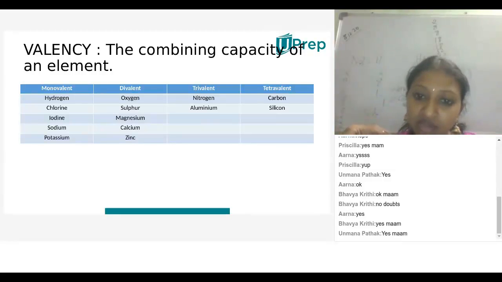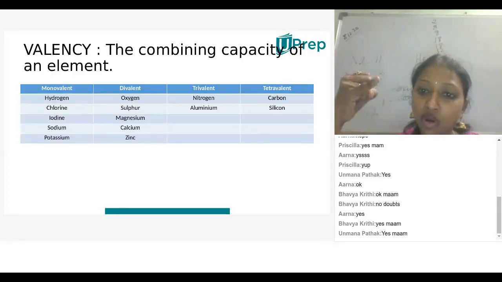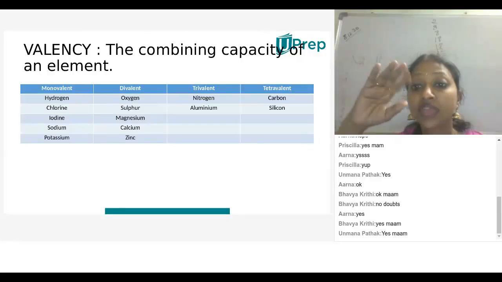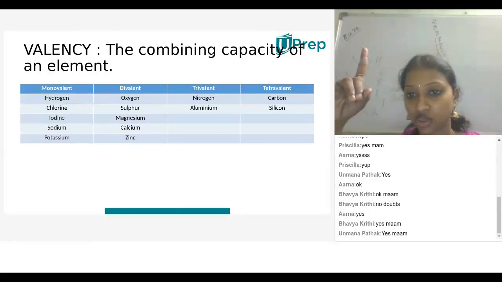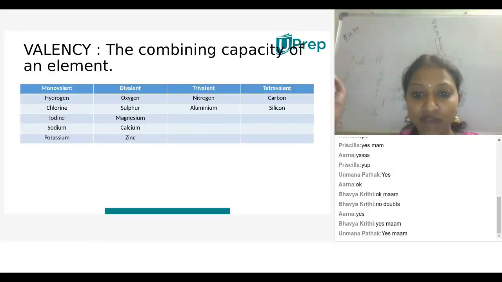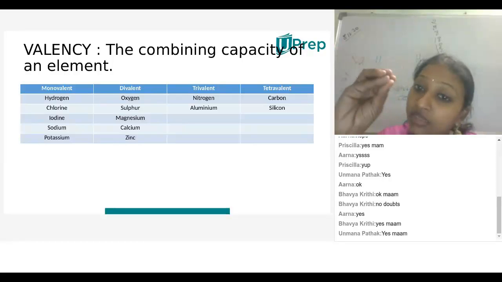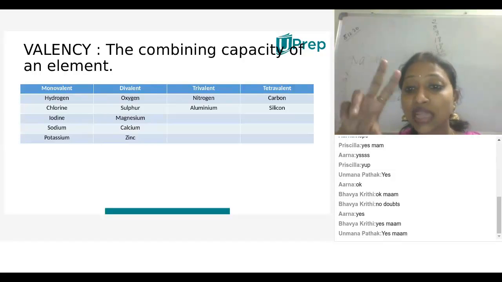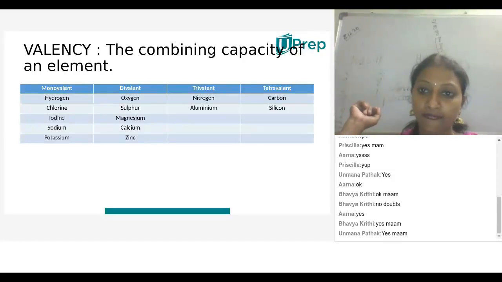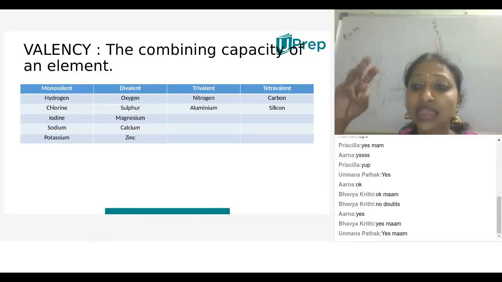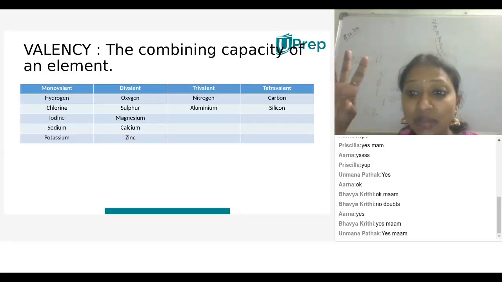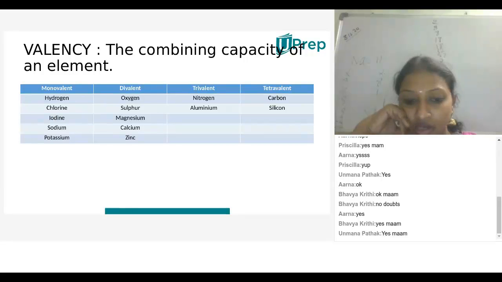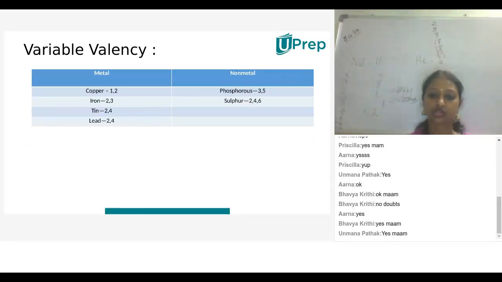Understood? So there are monovalent, divalent or trivalent elements. If the elements share only one electron, then it comes under mono. Mono means one, with valency 1, like sodium 1, hydrogen 1, chlorine 1. They may take or they may give. Divalent means valency 2, oxygen. Trivalent means valency 3. Tetravalent means valency 4. Understood?